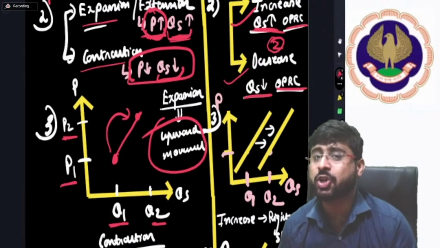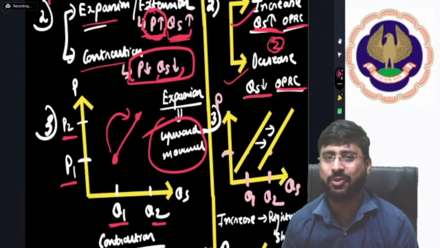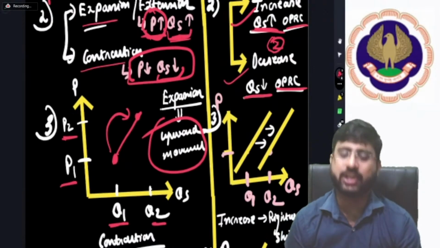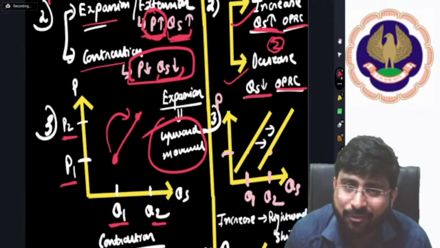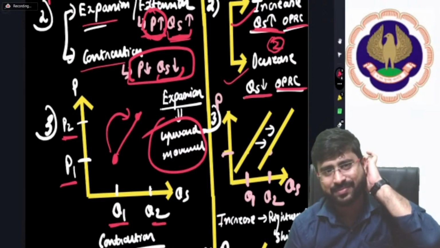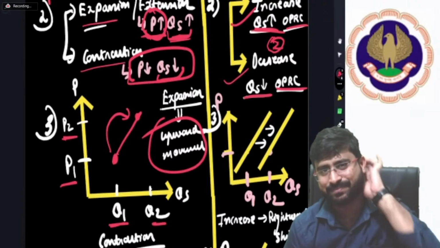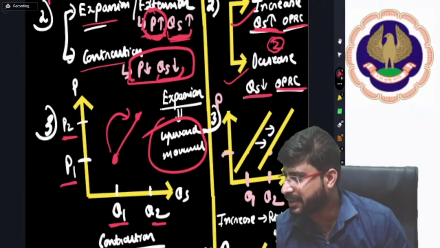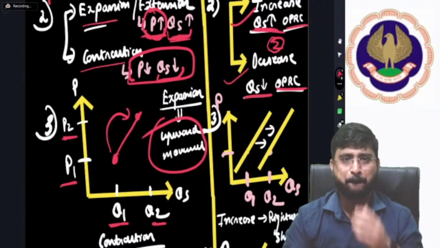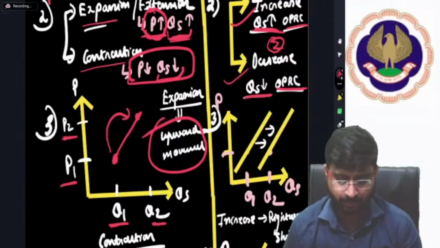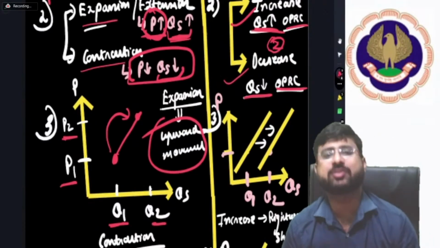Remember, in expansion of demand, there was a downward movement. In expansion of supply, there is an upward movement. Yes or no? Yes, sir. Okay. Now let's move on.